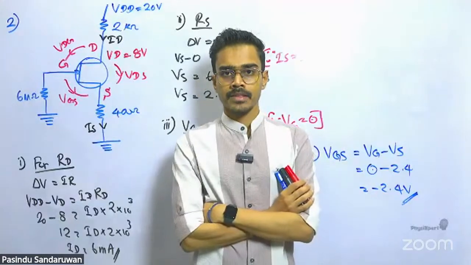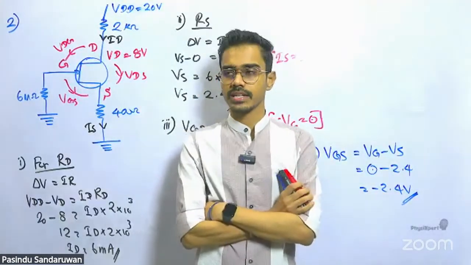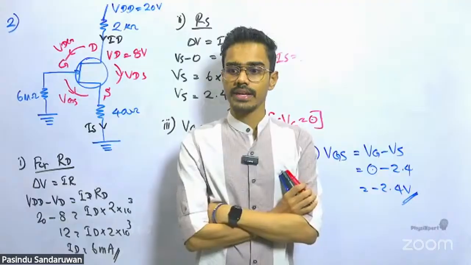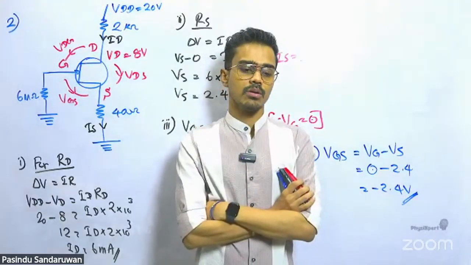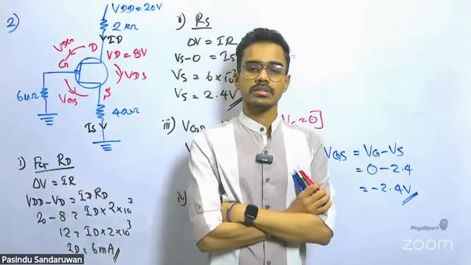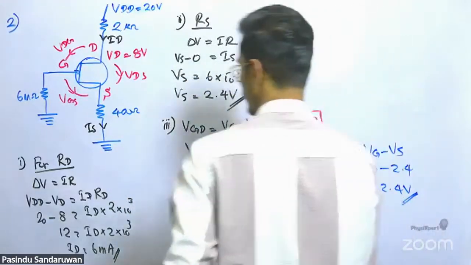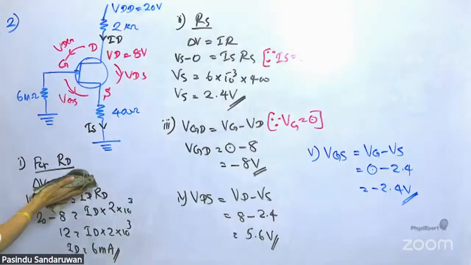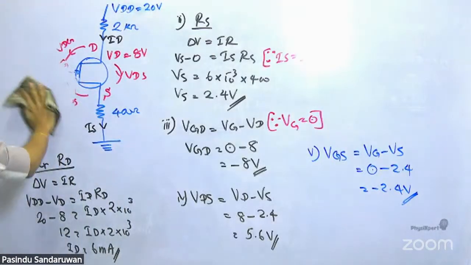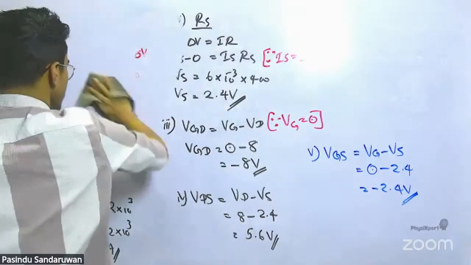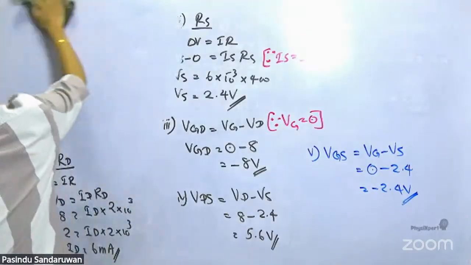Right. Next heading. Write down: voltage divider circuit for NJFET.